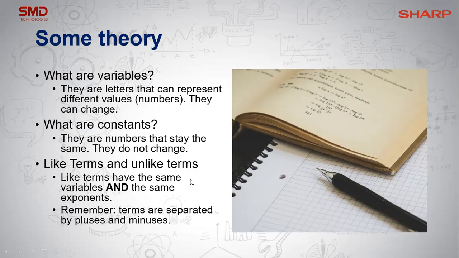And then of course you need to know like and unlike terms. Like terms have the same variables which have the same exponents. If you have two sets of variables but their exponents are different, then they are actually unlike terms. So remember also that terms are separated by pluses and minuses, and this is something that a lot of students struggle with. Terms are not separated by timesing and dividing. They are only separated by pluses and minuses.